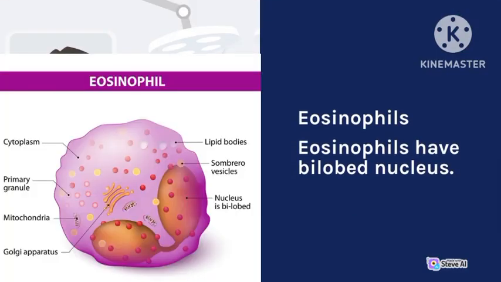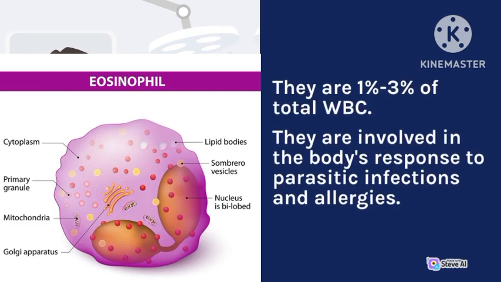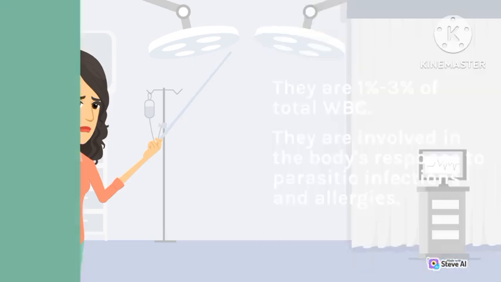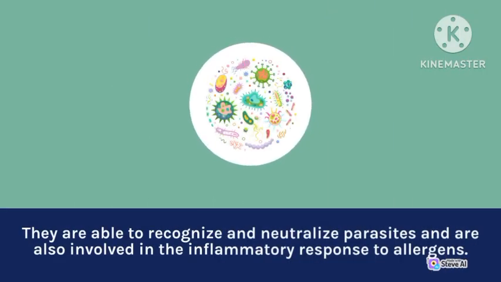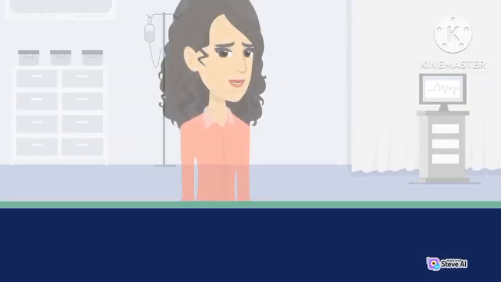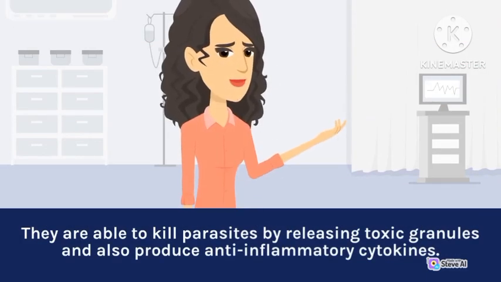Eosinophils. Eosinophils have a bilobed nucleus. They are 1% to 3% of total WBC. They are involved in the body's response to parasitic infections and allergies. They are able to recognize and neutralize parasites and are also involved in the inflammatory response to allergens. They are able to kill parasites by releasing toxic granules and also produce anti-inflammatory cytokines.